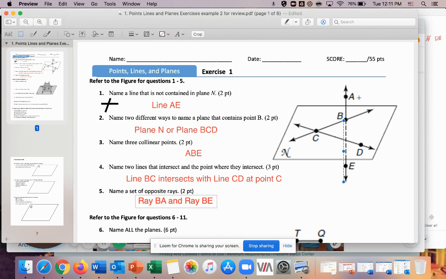If you said the endpoint was A, like AB, it would mean that it would start here at A and then go through B and then through E and keep going down forever that way, which we don't want to happen, right?